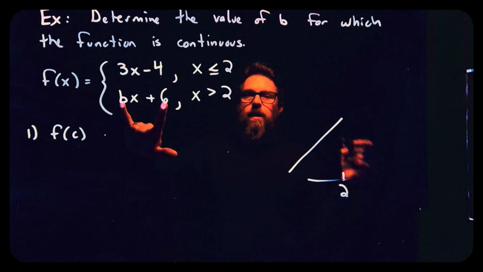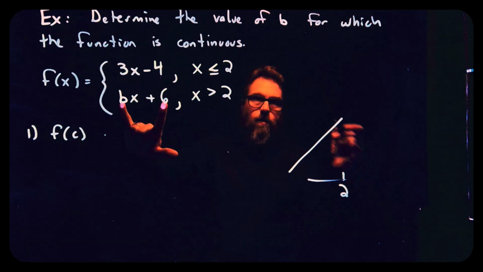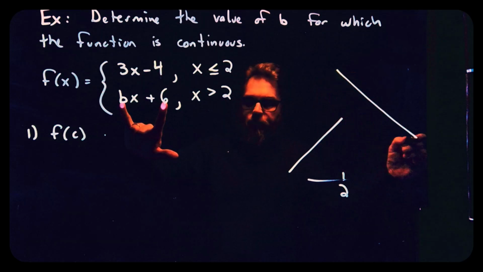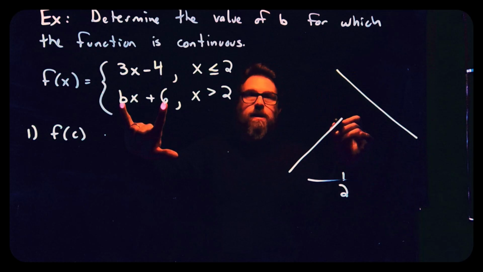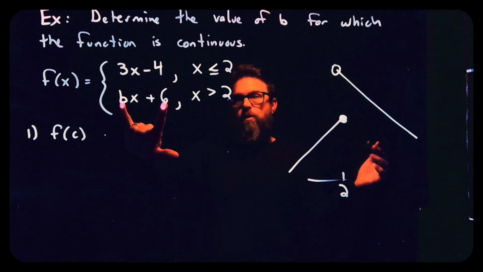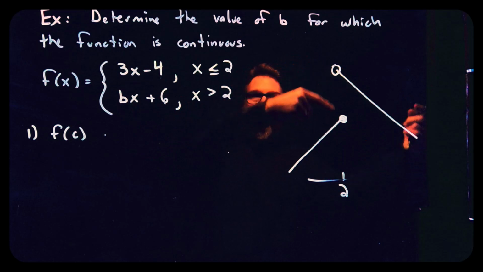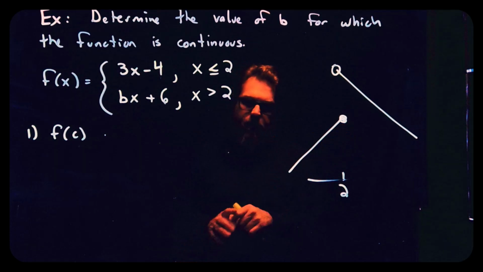And the other line is going to be another solid line. Who knows what it looks like? It could be positive. It could be negative. Let's say it looks like this, for instance. If that was the case, then this is clearly not continuous. So my goal really is to make this slope work so that it intersects this particular point.